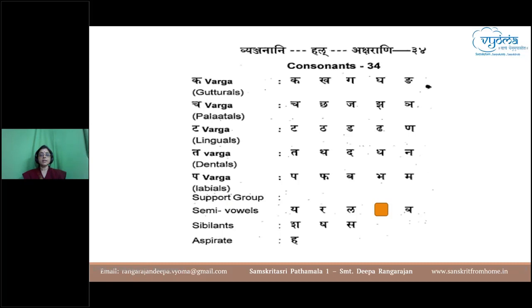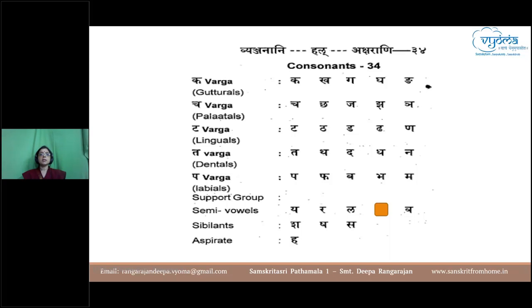Next, the consonants. We saw that consonants are the ones which have to be pronounced with the help of swaras, and they are divided into two categories, the vargiya vyanjanas and the avargiya vyanjanas. The consonants are also called hal varnas. Just like how the swaras are called ach varnas, consonants are called hal varnas.